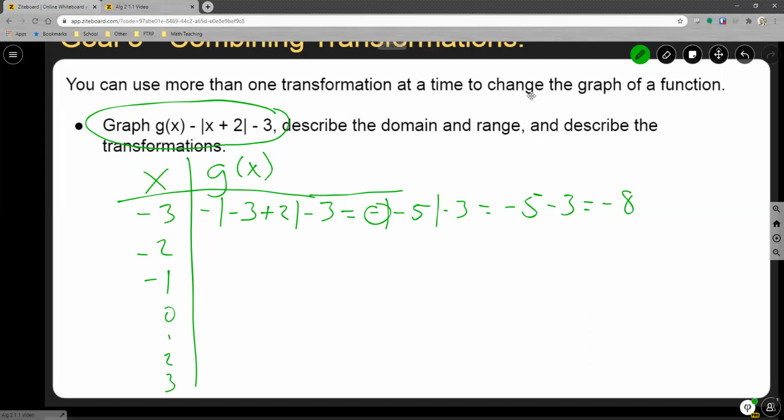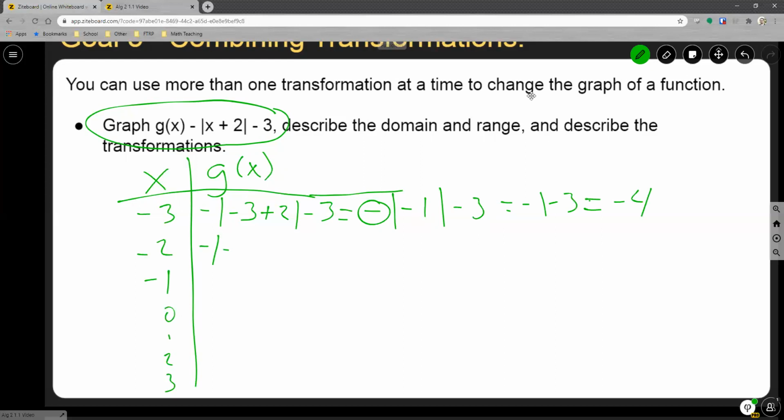Oops, I goofed up. I didn't do my addition correctly. I wasn't paying attention. So let's clean this. Apologies, guys. Everybody makes mistakes, even math teachers who have degrees in math. Let's plug this in again. Negative sign. Absolute value, -3 plus 2 is actually going to be -1. Minus 3. I can now take the absolute value of -1. That's going to give me +1. I still have this negative sign on the outside. -1 minus 3 is going to give me -4. That makes more sense.